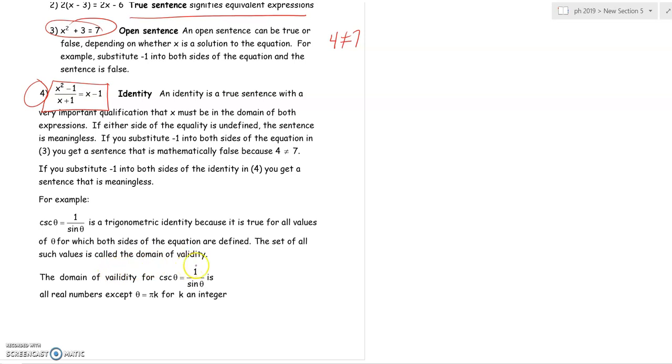So for example, the domain of validity for cosecant theta equals 1 over sine theta is all real numbers except theta equals pi k, because again, if the sine of theta equals 0, 1 over 0 is undefined. So that's how we know what an identity is. So why don't we go ahead and do some examples.